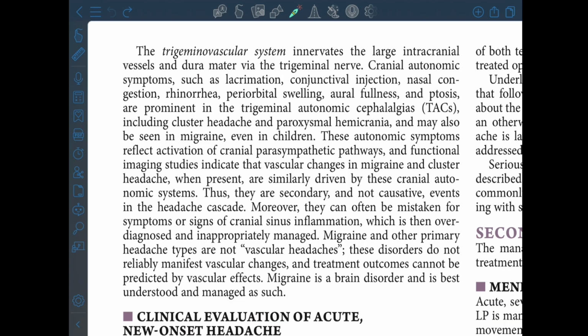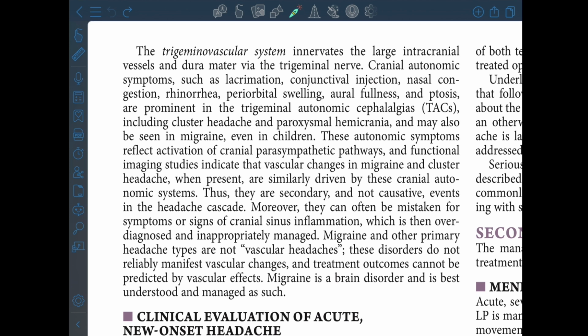Cranial autonomic symptoms such as lacrimation, conjunctival injection, nasal congestion, rhinorrhea, periorbital swelling, aural fullness, and ptosis are prominent in the trigeminal autonomic cephalalgias, including cluster headache and paroxysmal hemicrania, and may also be seen in migraine, even in children. These autonomic symptoms reflect activation of cranial parasympathetic pathways, and functional imaging studies indicate that vascular changes in migraine and cluster headache, when present, are similarly driven by these cranial autonomic systems. Thus, they are secondary and not causative events in the headache cascade.